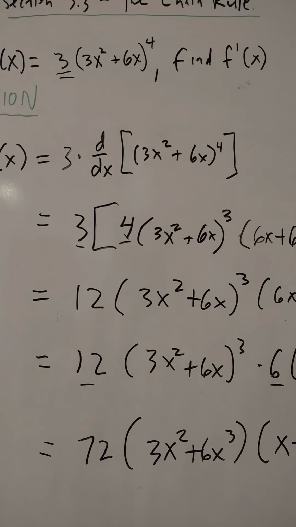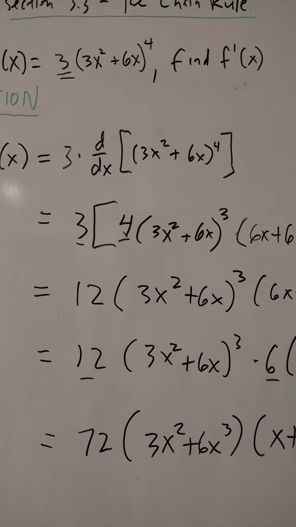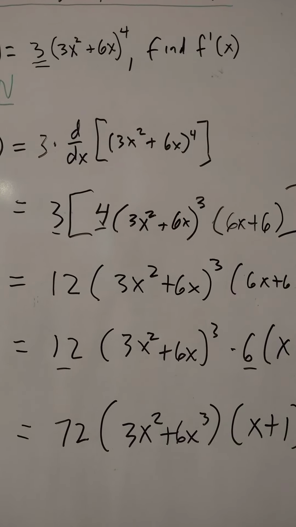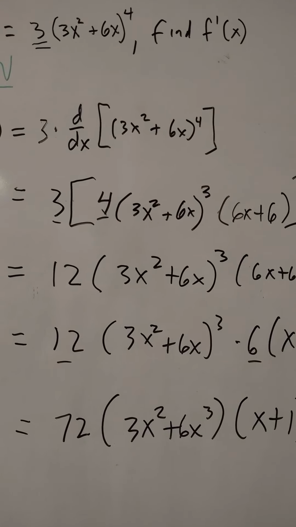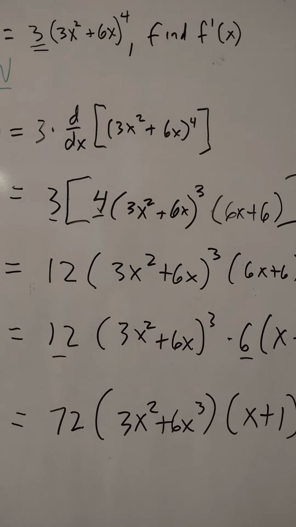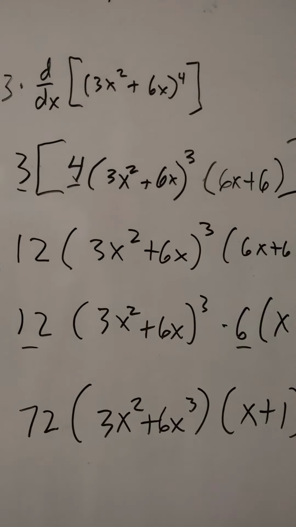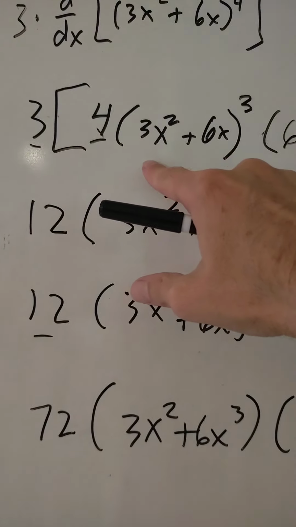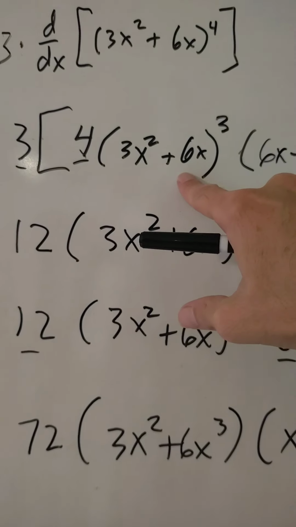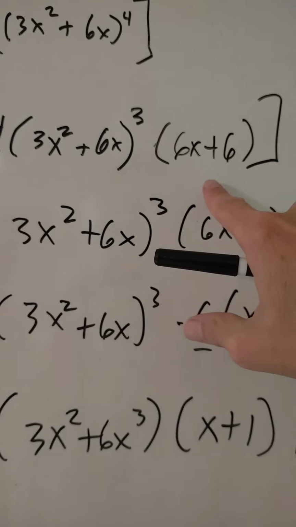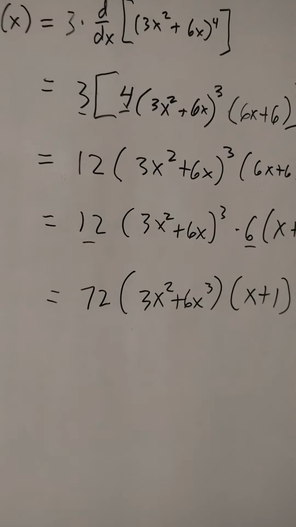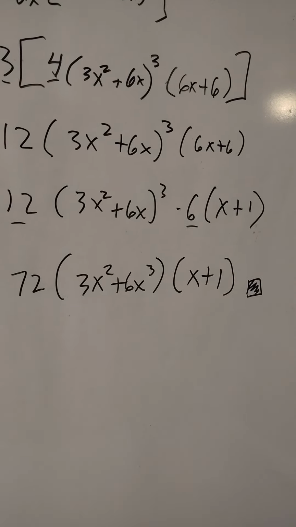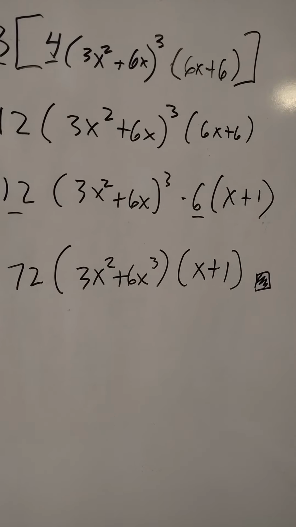And then to do that derivative, the chain rule is going to be required because this is a composite function. So it's going to be 3 times, and then you bring down the 4, this 3x squared plus 6x, decrease the power by 1, and then very important, times the derivative of the inside part. The derivative of the inside part, this is the inside part right here, would be 6x plus 6, and then I multiply 3 by 4 to get 12, and then we got the 3x squared plus 6x cubed times 6x plus 6.